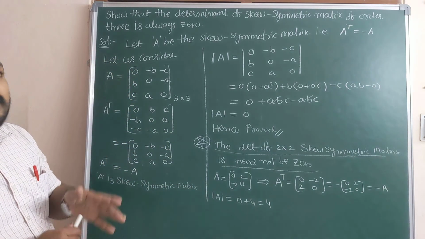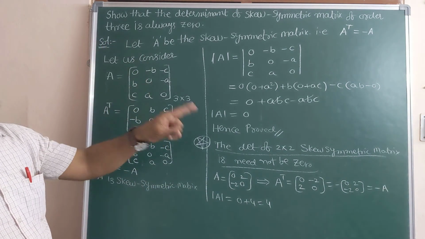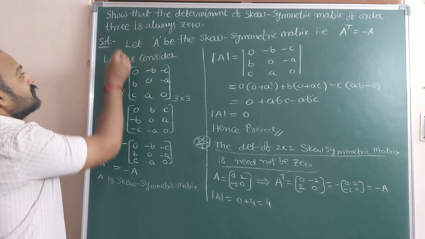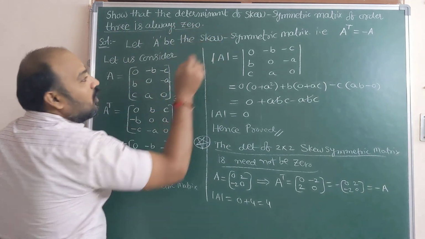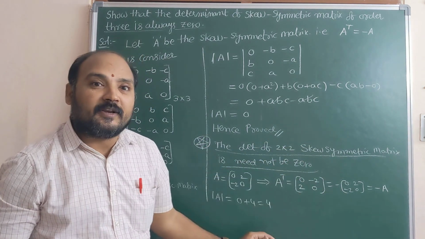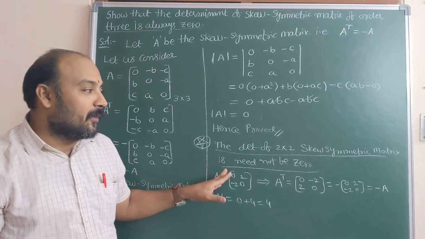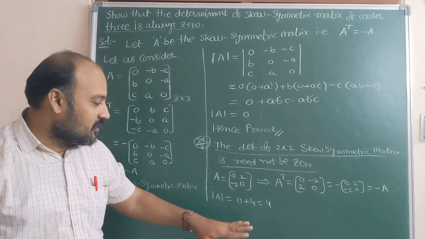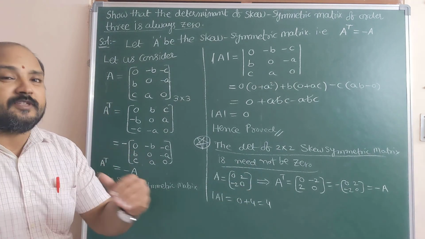Whenever it is a skew symmetric matrix of order 3, as we mention here, the determinant is always 0. If you come to a 2 by 2 skew symmetric matrix, the determinant need not be 0. This is the best example. I hope you understand, dear students.